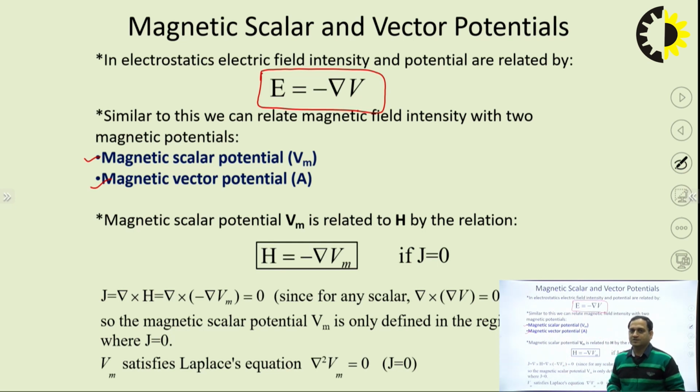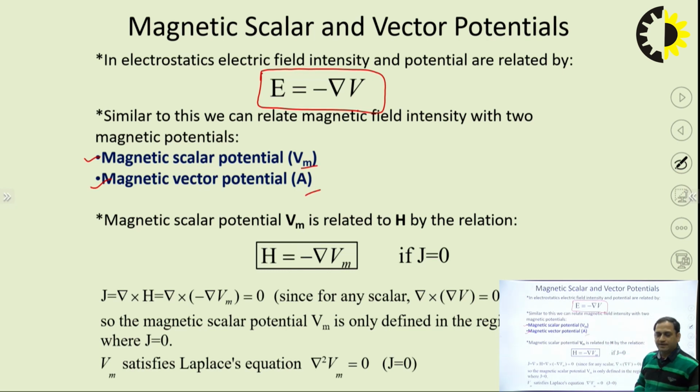Due to the presence of charges, there is a potential which exists, that is the magnetic scalar potential, which is the same as we discussed in electrostatics. But as the charges are in motion, accelerated or decelerated, moving in some direction, a vector potential is also introduced into the magnetic field. So these two potentials are there, Vm and A.